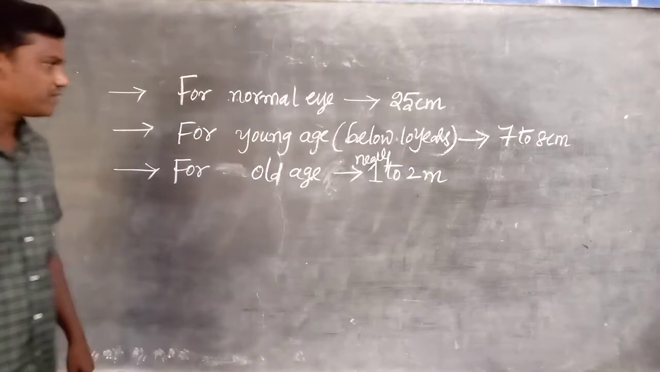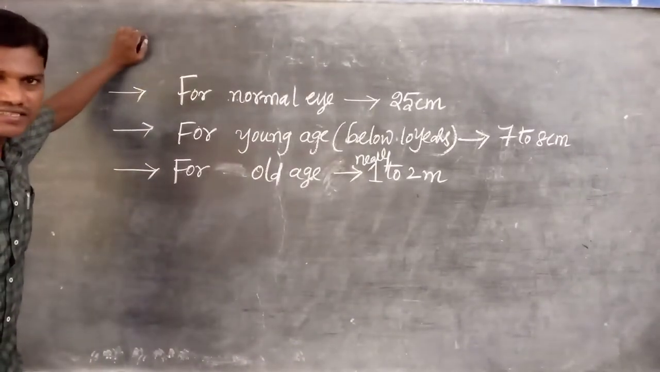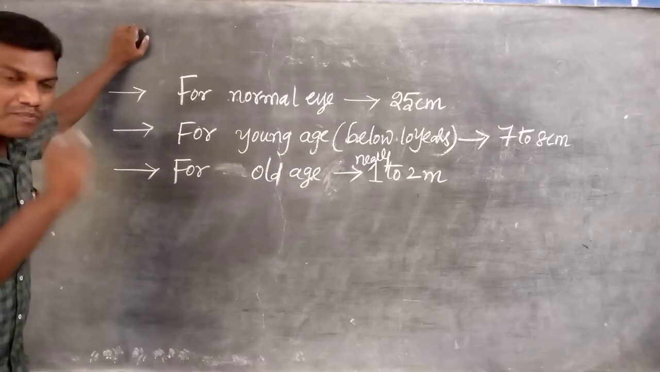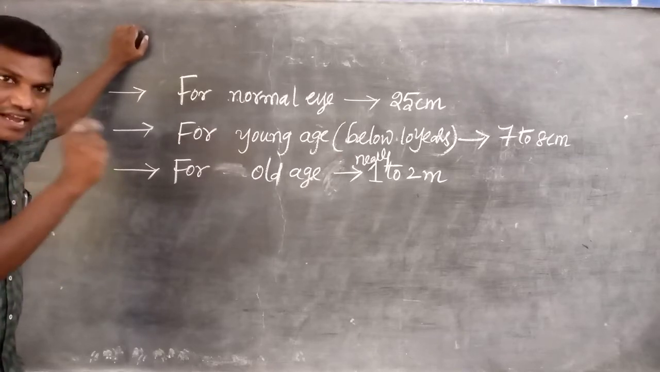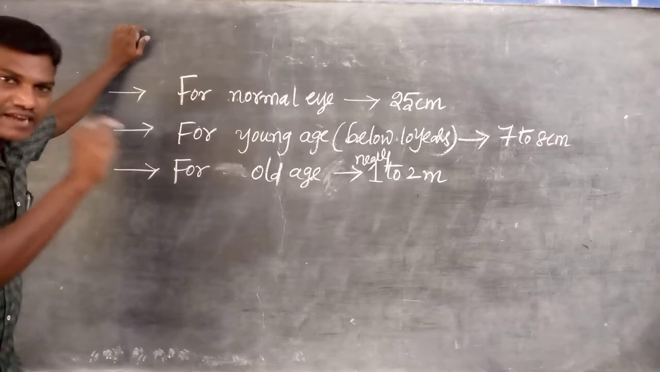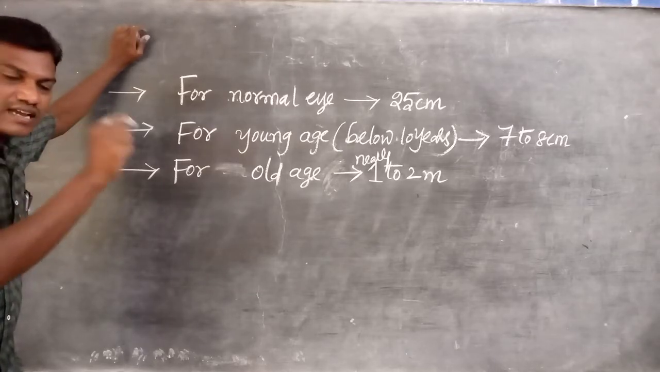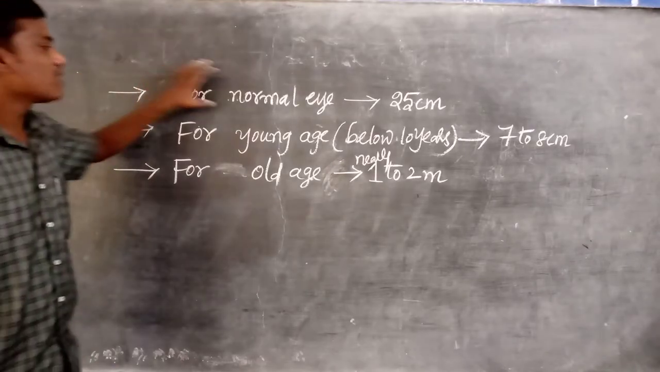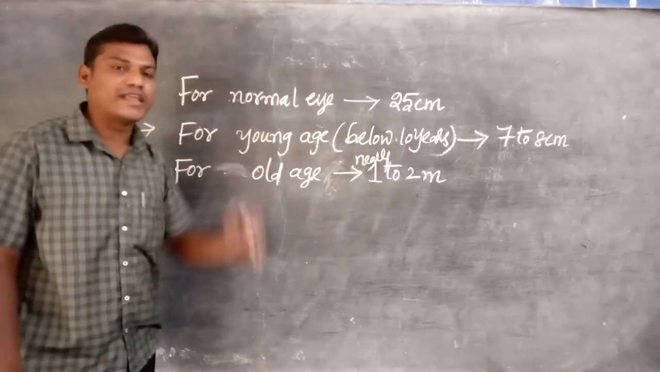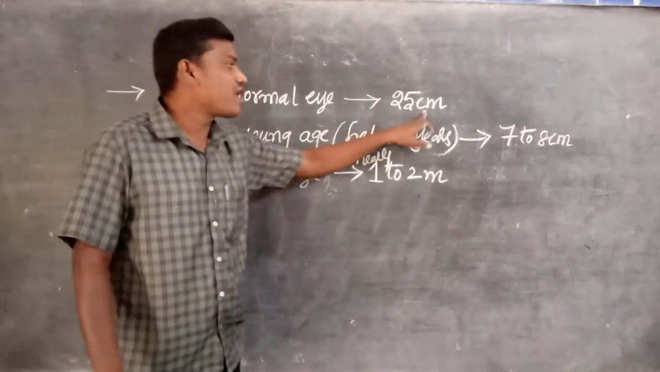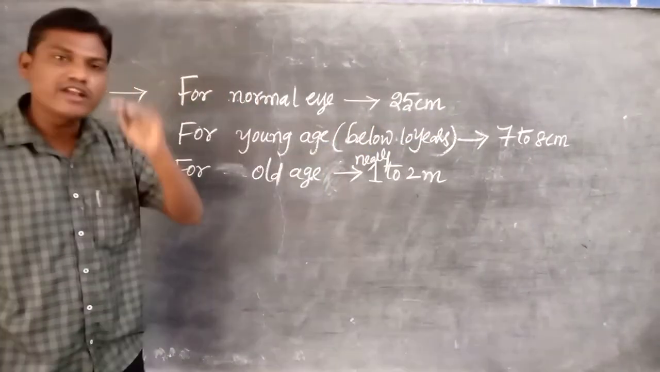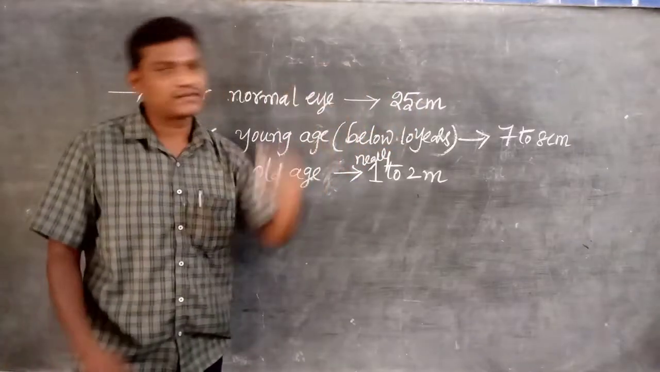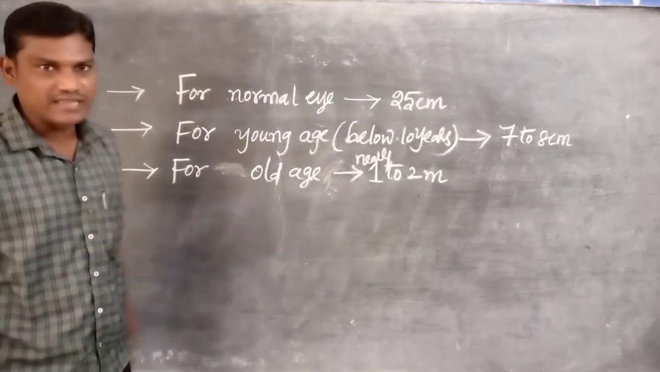So listen very carefully. What is the least distant vision? The distance at which you can see printed letters very clearly without any strain. That distance is called least distant vision. For a normal eye, for a middle-aged person, it is 25 centimeters. But this value also varies from one person to another, like we discussed.